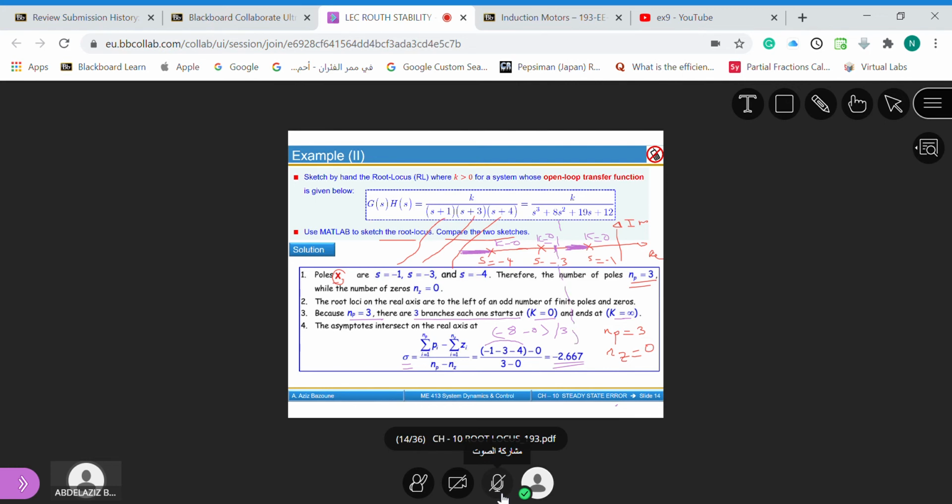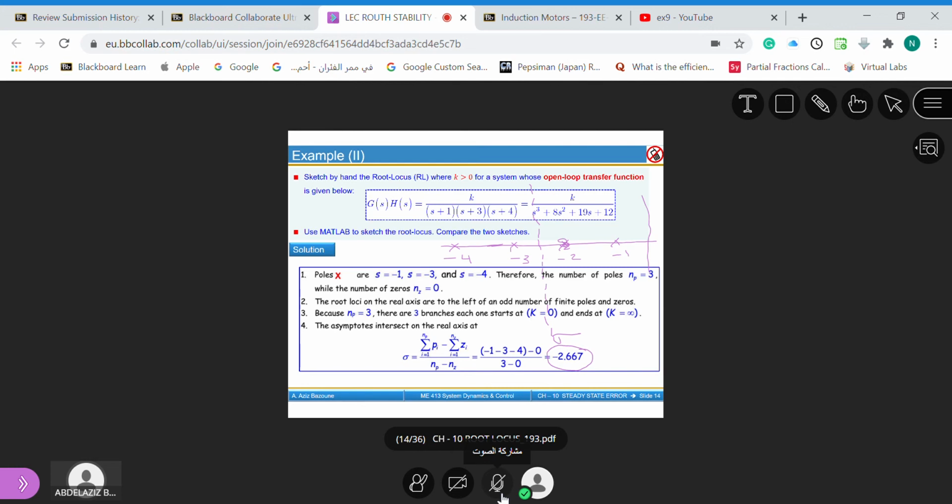I'm drawing a normal line here, or maybe I can change it. I will repeat the drawing so that sigma is clear. This is the real axis: minus 1, minus 2, minus 3, and then minus 4. Minus 2 is actually not there, but we have minus 2.667, and we said this is sigma. Sigma is here. This is sigma. The real value here is minus 2.667.